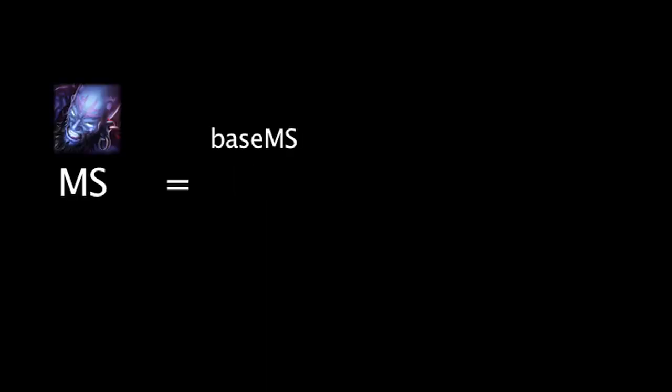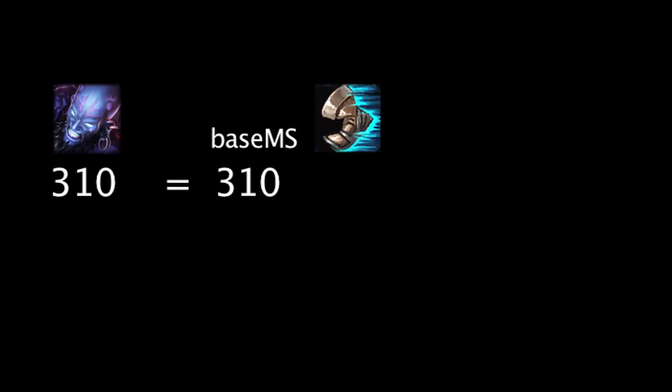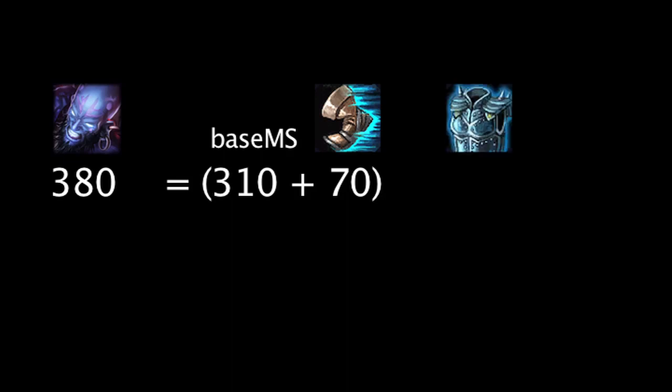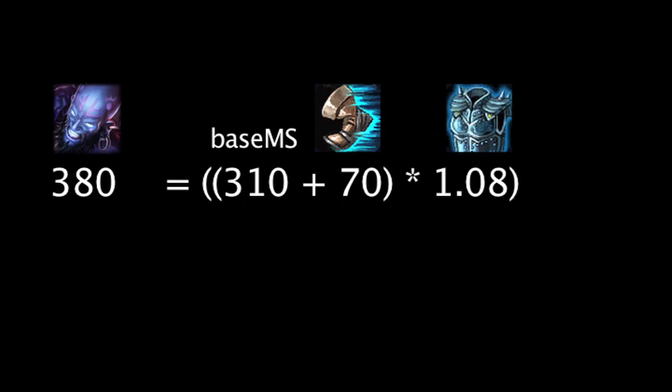Here's a possible scenario as an example. Ryze has a base movement speed of 310 units per second. Let's say he buys Sorcerer's Shoes. This item has a flat movement speed bonus of 70. Therefore, his movement speed will be increased to 380 units per second. If he then buys a Force of Nature, which grants an 8% movement speed bonus, the value of 380 will be multiplied by 1.08. This means Ryze's movement speed will equal 410.4 units per second. Keep in mind that the 0.4 movement speed is still taken into account by the game's internal logic, even if the displayed value is an integer.